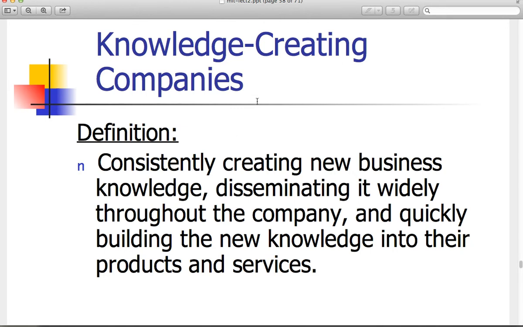All right, so creating knowledge and using knowledge, and knowledge creating companies, is another concept as well. This lecture was on creating strategic alliances and strategic advantages, working through those concepts. So by definition, consistently creating new business knowledge, disseminating it widely throughout the company, and quickly building the new knowledge into your products and services. That's a knowledge-based company. I don't know if I've gotten into the knowledge worker yet in this class, but there's this concept of the knowledge worker that works at a company that creates the knowledge for the company.